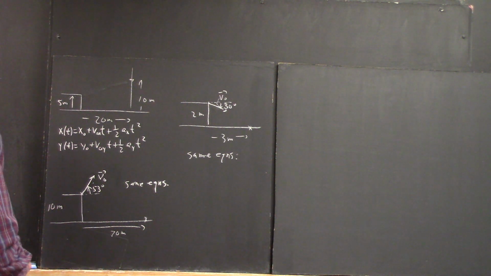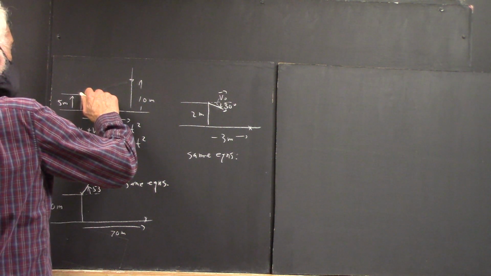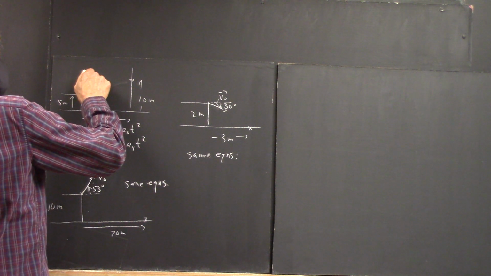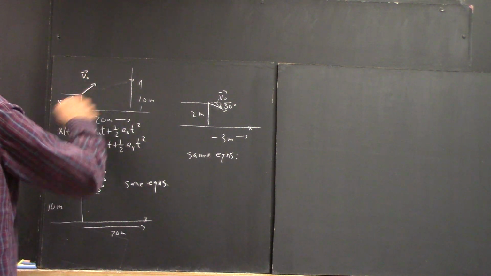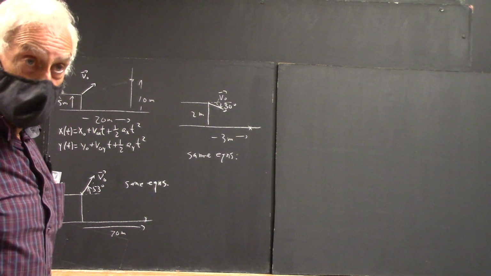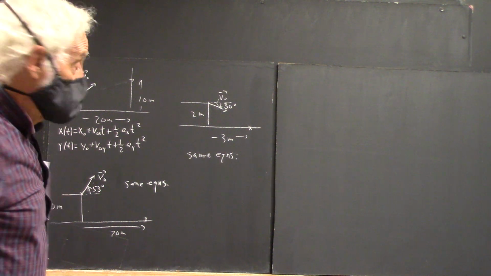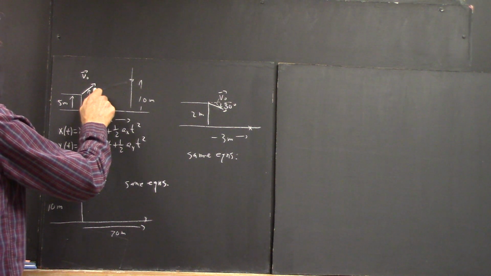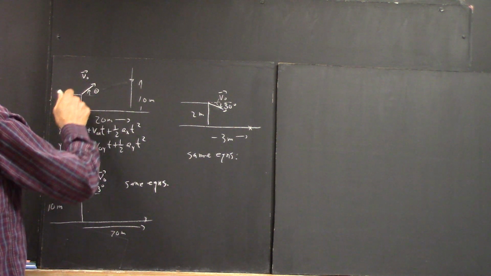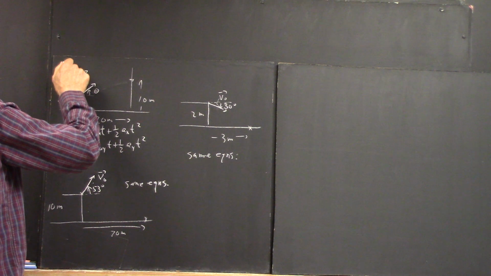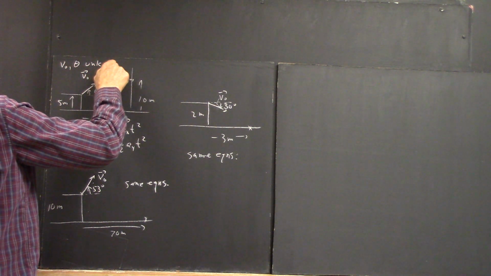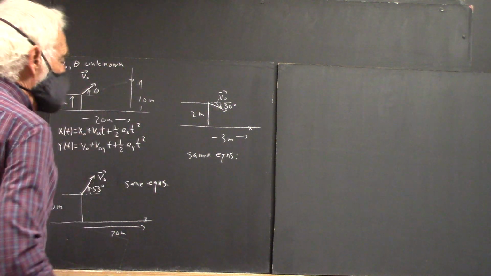So now we can say, okay, we're going to have a V naught. We don't know what the magnitude of V naught is. We don't know how fast this is going. And we also don't know just what this angle is going to be. So V naught and theta are both unknown.